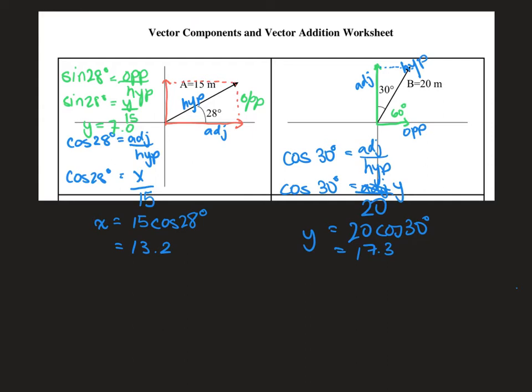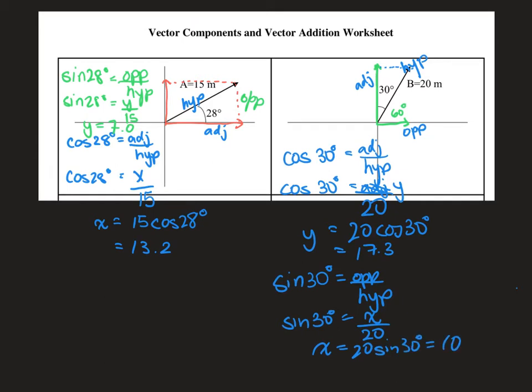In this case, for the x value, I've already labeled that as opposite. So that would be opposite and hypotenuse, which is sine. So sine 30 would be opposite over hypotenuse. Put in the values I know: sine 30 degrees, opposite we're going to call x, hypotenuse is 20. So x would be 20 sine 30, which is 10.